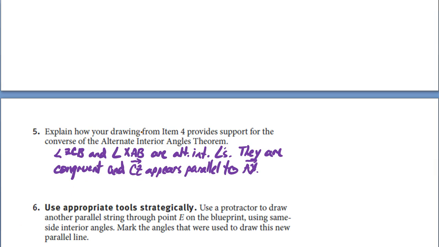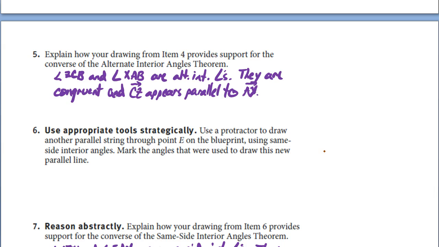Number 5, explain how this drawing provides support for the converse of the alternate interior angles theorem. Well, these angles that I had just written the 115s in are alternate interior angles, and they're congruent, and our rays appear to be parallel to the original ray. Now, number 6, use a protractor to draw another parallel string through point E using same side interior angles. Mark the angles that were used to draw this new parallel line.